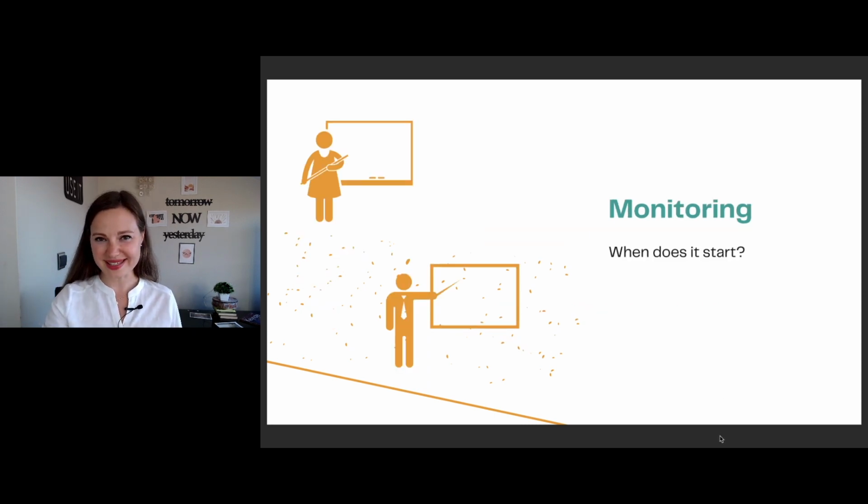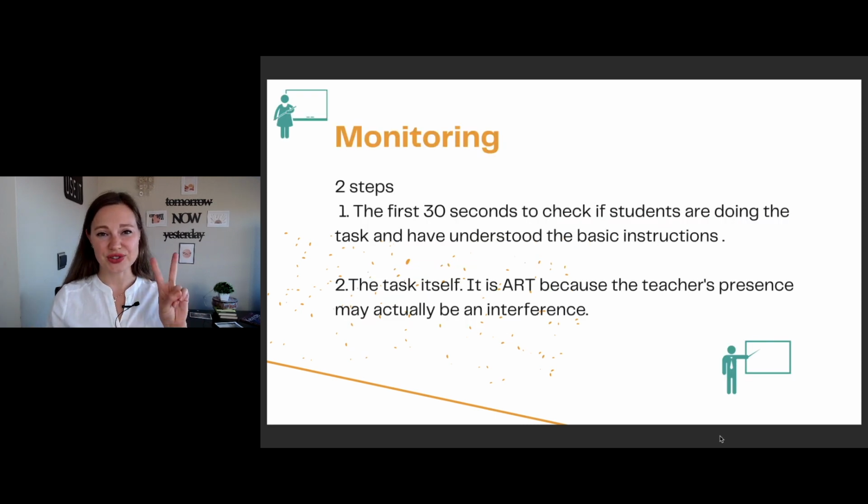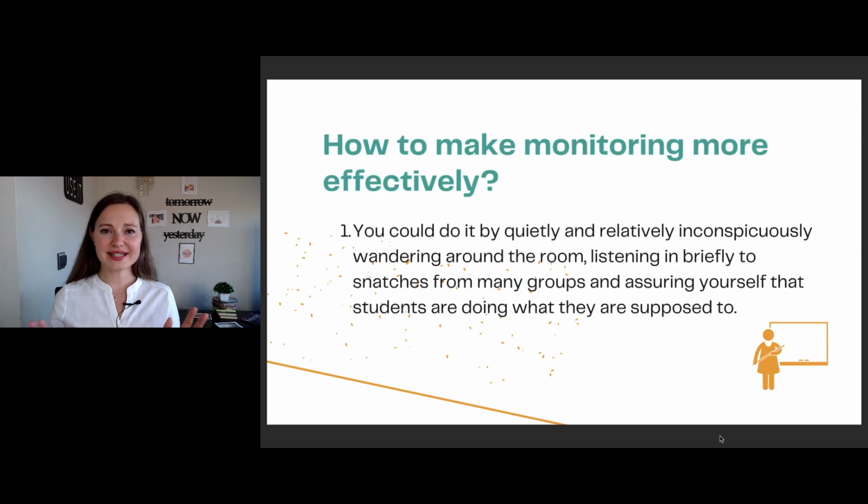Monitoring. When does it start? Well, it starts immediately after you give an instruction. Monitoring is divided into two steps. The first step happens in the first 30 seconds after you give an instruction to make sure that the students are doing what they are supposed to do. Step 2. The task itself. What happens during the task? This is actually the art that you need to master. Let's answer the next question.